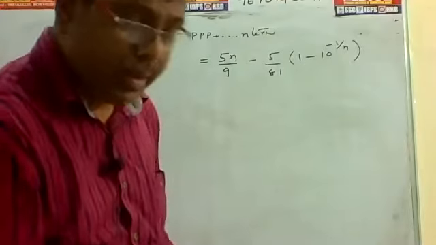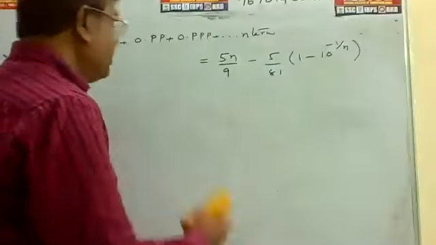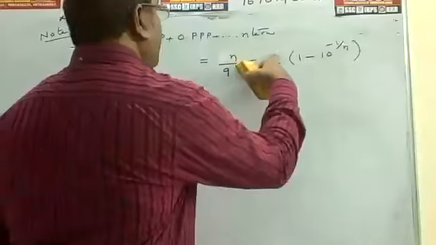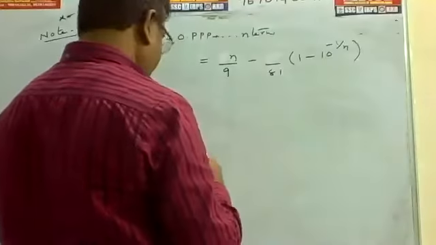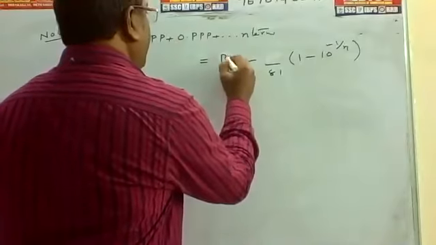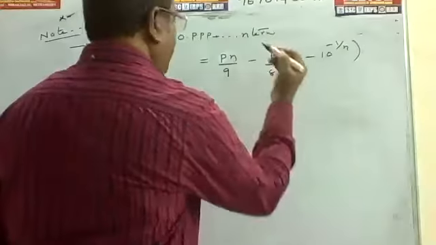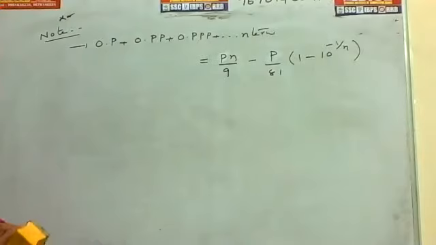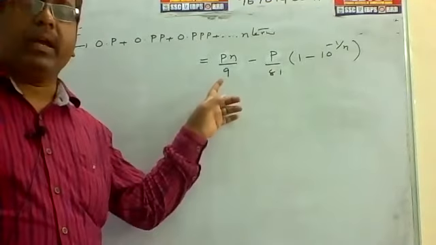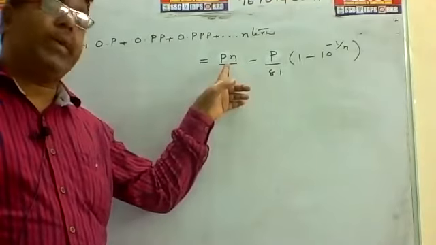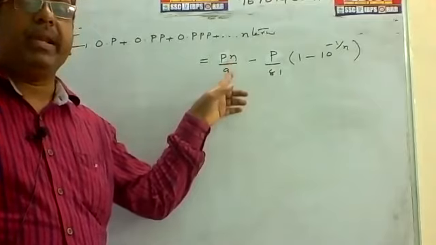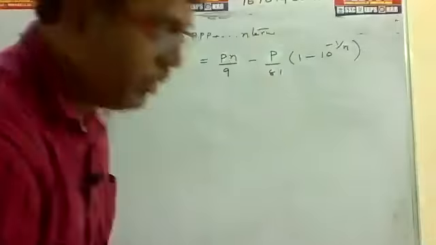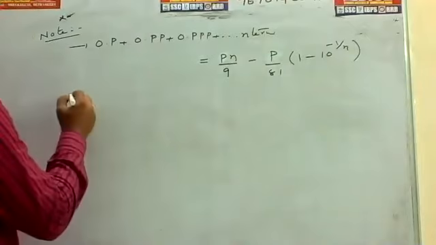See, sorry, not 5. In place of this one, you can take P. Sorry, in place of 5 we take P, not 5. Pn by 9, sorry, Pn by 9 minus P by 81. All of you please check. I have given the formula, it is not 5, this is P: Pn by 9 minus P by 81 into so on. So I am doing one problem. You can get that answer.